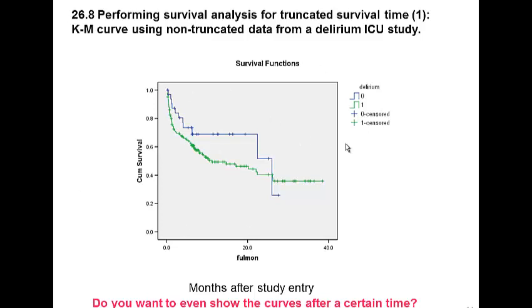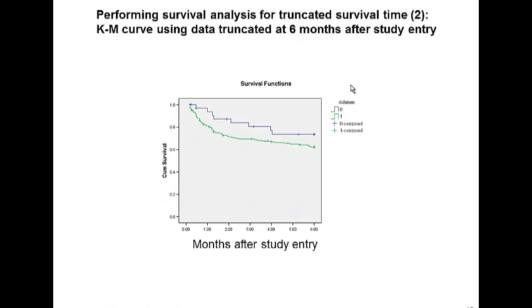So in this study, I asked my collaborator for how long we should be looking for death among patients in the ICU to measure the effect of delirium. How long do you think delirium should impact patient death? My collaborator said, well, probably 6 months. So we chose 6 months, and we truncated the survival curve at 6 months. Now I'm going to show you how to truncate survival time.